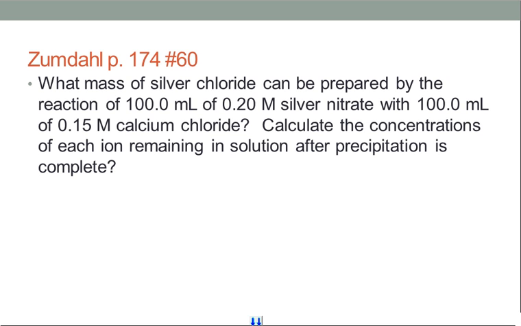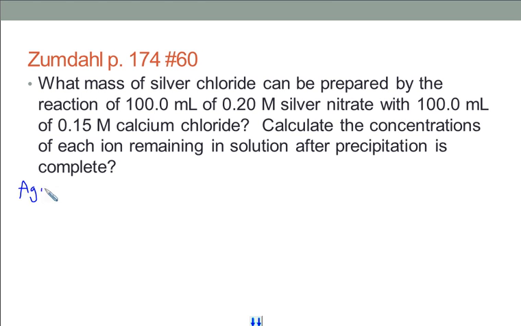Number 60 on page 164 is another precipitation reaction. In this reaction, we are going to be reacting silver nitrate, which is aqueous, given the concentration in the problem, and calcium chloride, also an aqueous substance. The products of this reaction will be silver chloride and calcium nitrate.